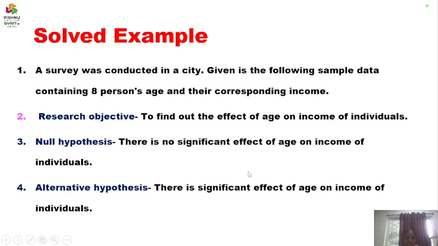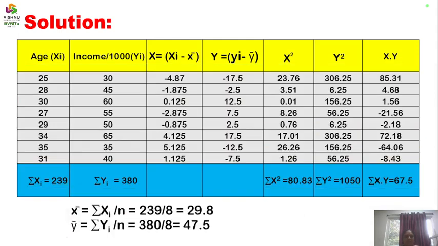So against the null hypothesis, we are going to see whether there is a significant effect of age on the income of individuals. Now we can see the solution, how you are going to solve it by using the correlation. The x values we are putting here, and the y values, income, also we are putting. Now we are taking x minus x bar, and the same for income, y minus y bar, and taking the x square and y square values by tabulating this data in tabular form.